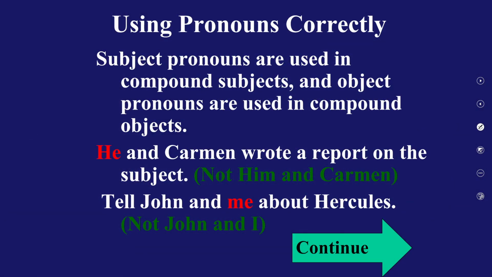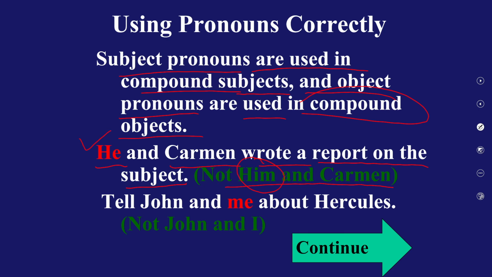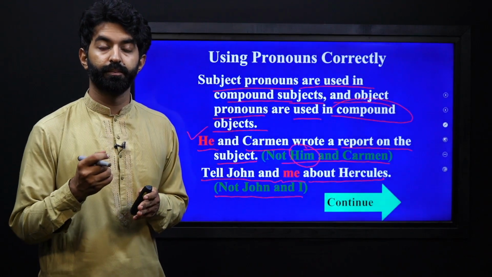Now, let's see how we can use the pronouns correctly. Subject pronouns are used in compound subjects and object pronouns are used in compound objects. For example, he and Carmen wrote a report on the subject, not him and Carmen. So, him will not be used here. Instead, he will be used. Another example: Tell John and me about Hercules. So, not John and I. We will not say tell John and I. It will be the personal pronoun me.